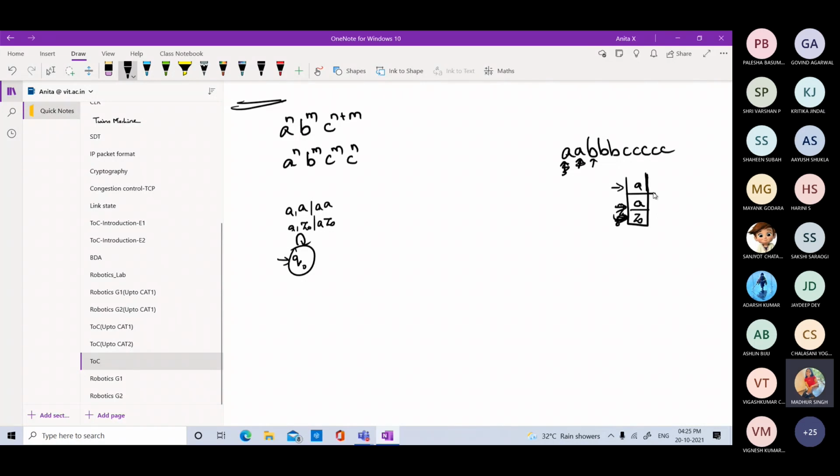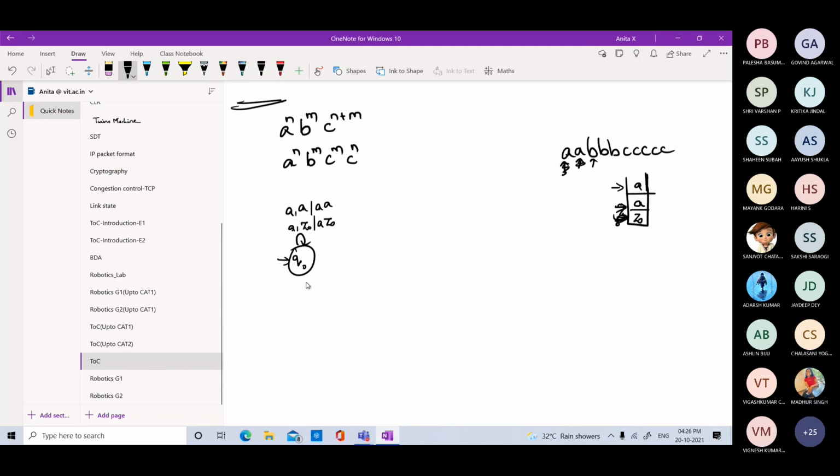We need to push. Yes, push. Please make a note over here. So input symbol B, stack symbol A. Okay. Input symbol B, stack symbol A. So we can be in the same state, right? We can be in the same state because we are checking this condition.